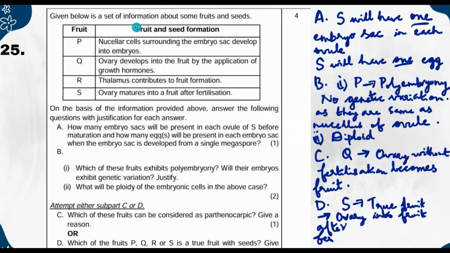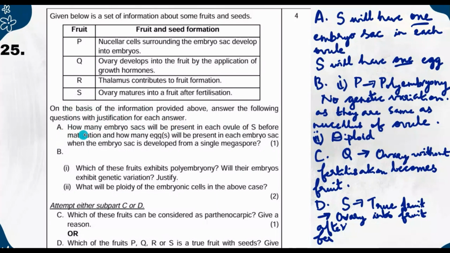Given below is a set of information about some fruits and seeds. Fruits are P, Q, R and S. Fruit P: nucellar cells surrounding the embryo sac develop into embryos. Fruit Q: the ovary develops into fruit by the application of growth hormones. Fruit R: the thalamus contributes to fruit formation. Fruit S: the ovary matures into a fruit after fertilization. On the basis of the information provided above, answer the following questions with justification for each answer.